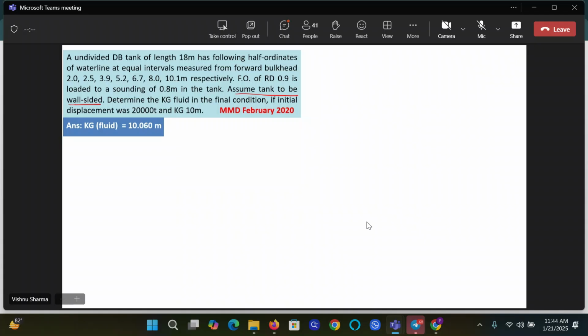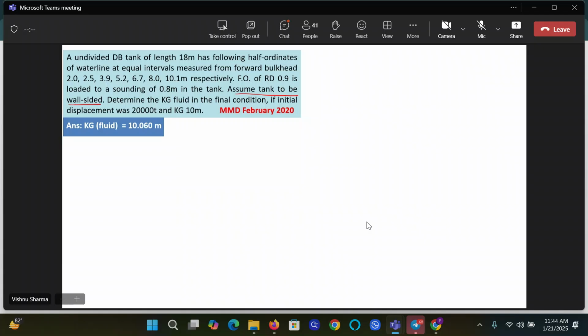So guys, half ordinates are given. That means I have to calculate the area, multiplied by sounding will give me the volume of the oil taken, multiplied by density will give me the weight of the oil taken. At the same time, I need FSC.